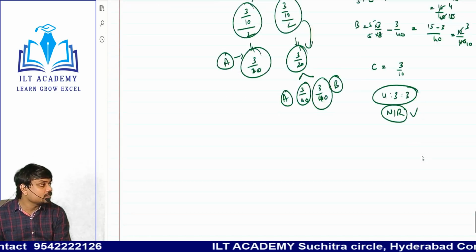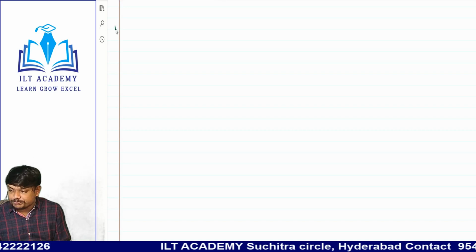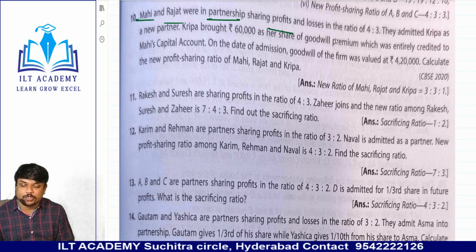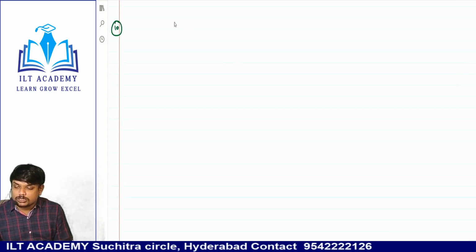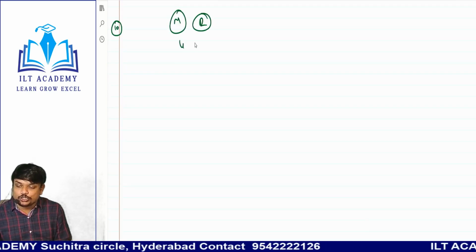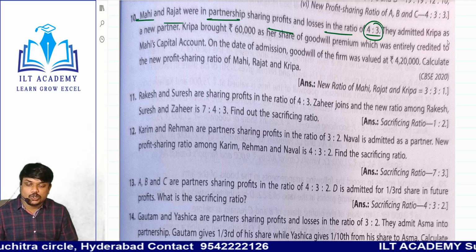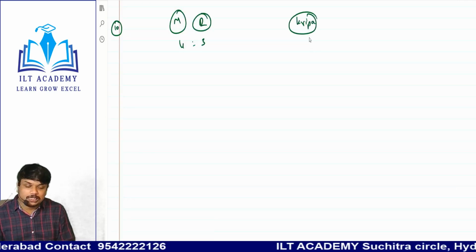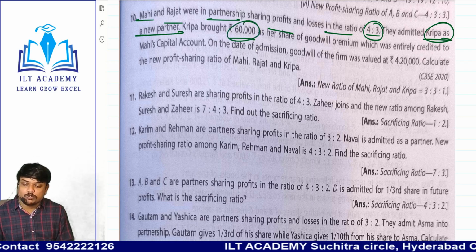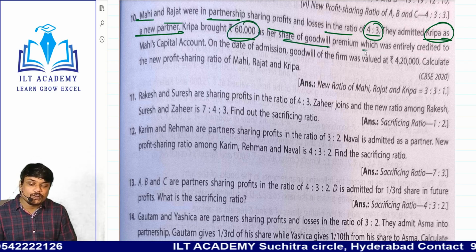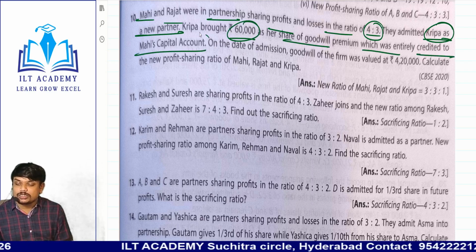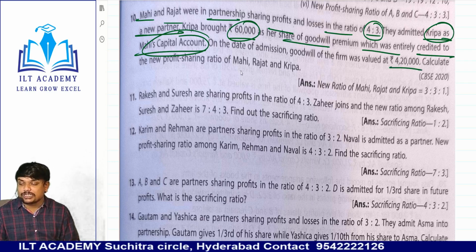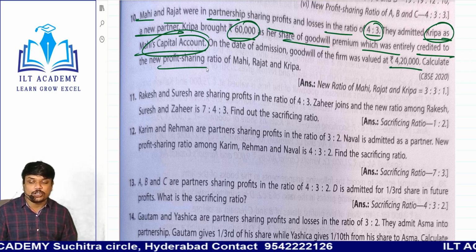Done, Ma, with this? Next, look at the 10th question. Mahi and Rajat were in partnership sharing profits and losses in the ratio 4:3. M and R are sharing in the ratio 4:3. Now they admitted Kripa as a new partner. Kripa brought 60,000 as her share of goodwill premium, which was entirely credited to Mahi's capital account on the date of admission. Goodwill of the firm was valued at 4,20,000. Now calculate the new profit sharing ratio of Mahi, Rajat and Kripa.